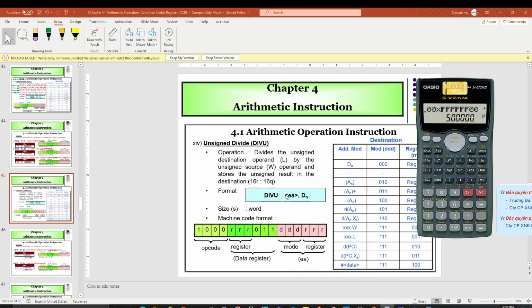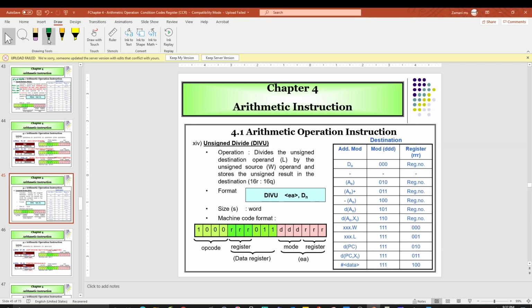Okay, let's move on. Now for the unsigned division, DIVU. Okay, what happens in DIVU is that it will divide the unsigned operand long word by the unsigned word size, and it will store the unsigned result in the destination with this one, 16R and 16Q. This is 4 digit. This is 4 digit.